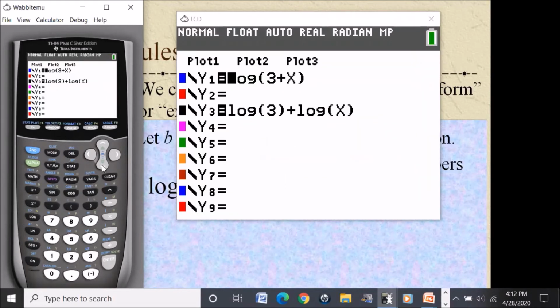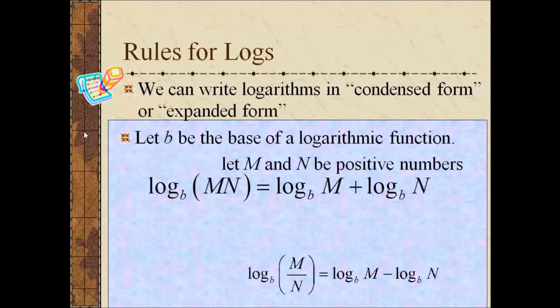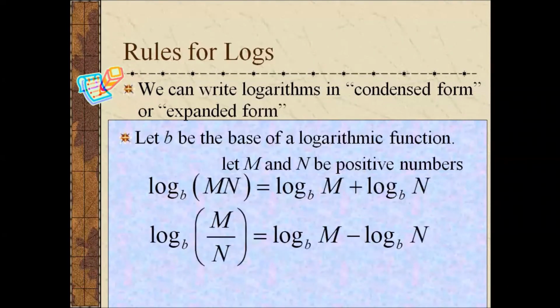So logarithm does not simply distribute through a parentheses, but now let's also add in the expression log of 3 times x, and we'll see this graph of log of 3x covering right over the graph of log of 3 plus log of x. Our next rule shows a relationship between division and subtraction.